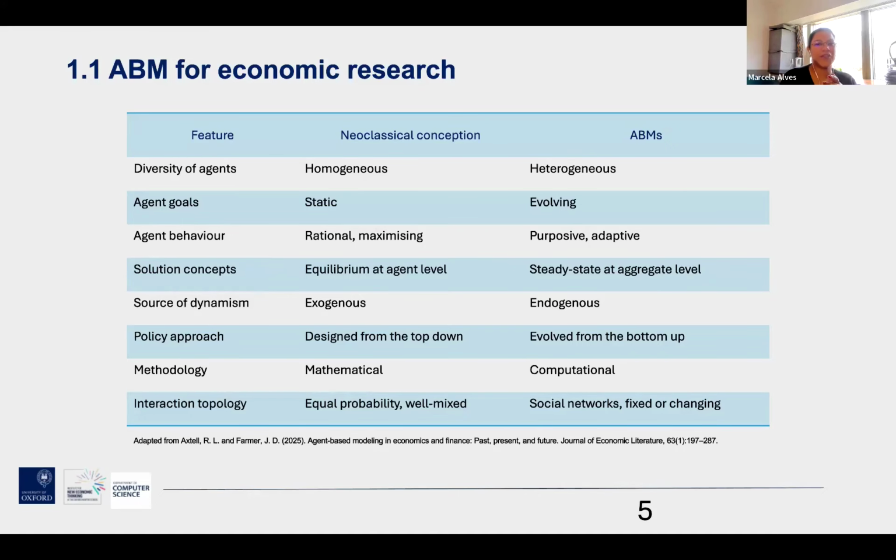So in this neoclassical conception of economy, the agents are representative, right? We consider that all agents have very static goals. They are homogeneous among them, and they are always rational, maximizing the profit. They also have access to the whole information of the system. They are extremely smart.